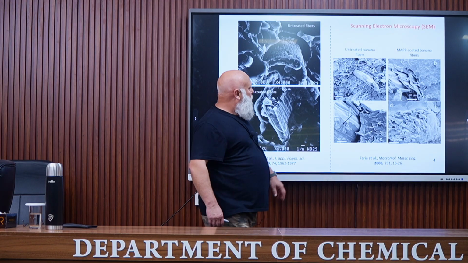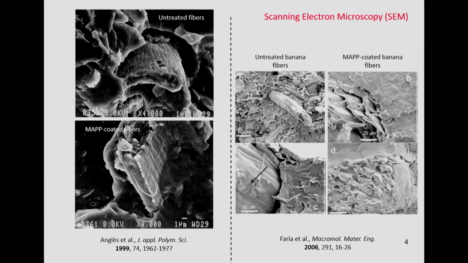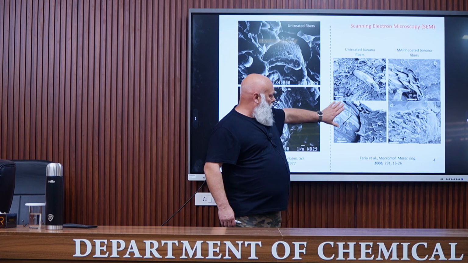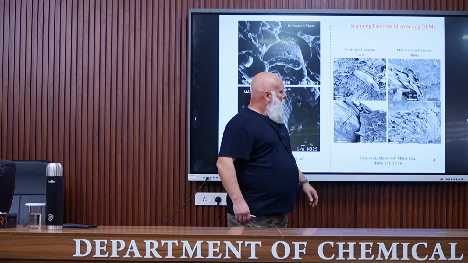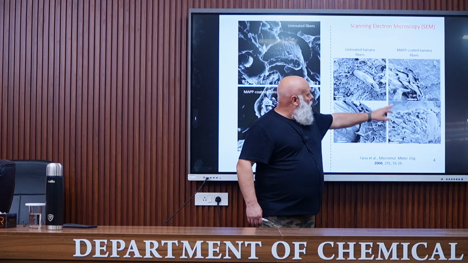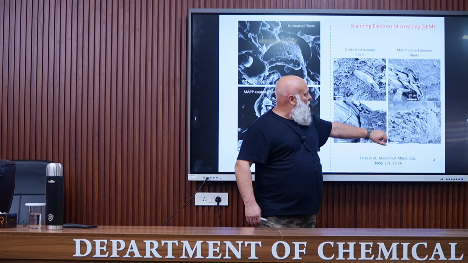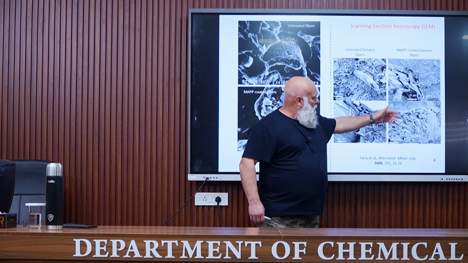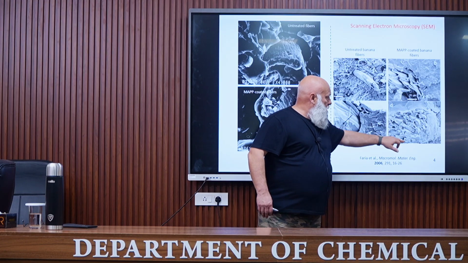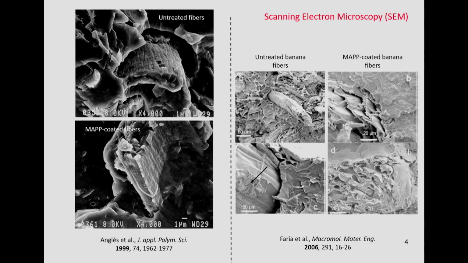This is another example with banana fibers, also in polypropylene. So untreated fibers, we can see again this void. This is the fiber, this is the matrix. And after grafting or after applying this copolymer, this is the fiber, and you can see that there is no more void. The adhesion has been much improved.